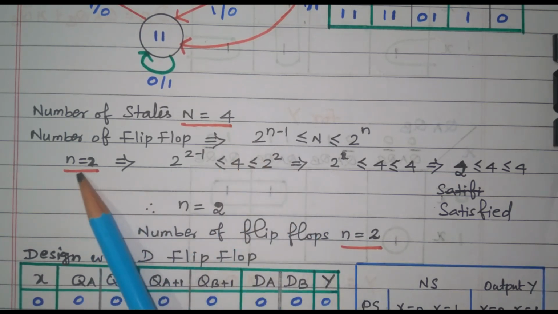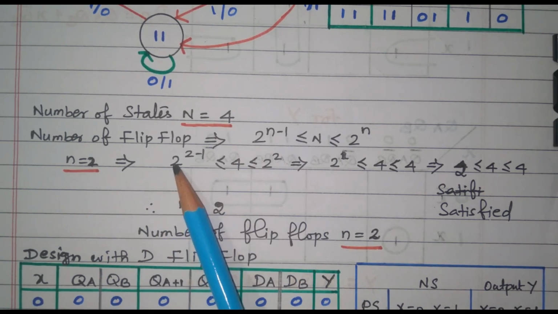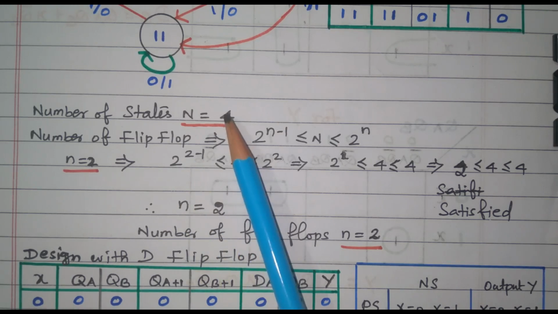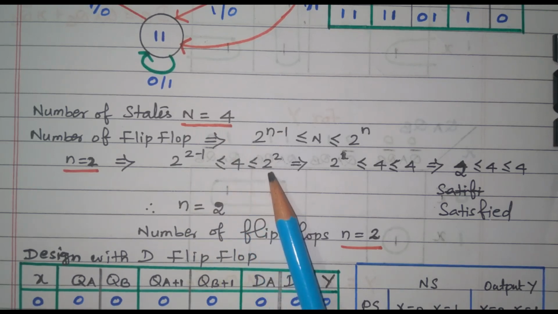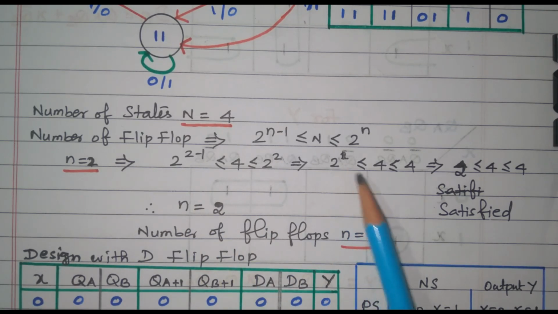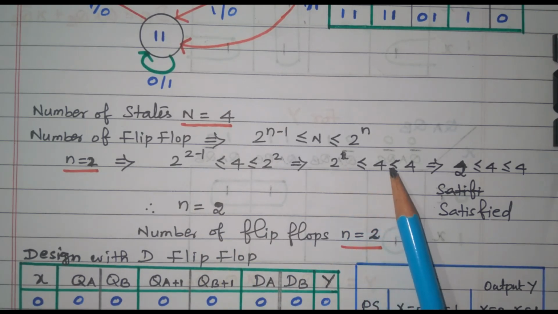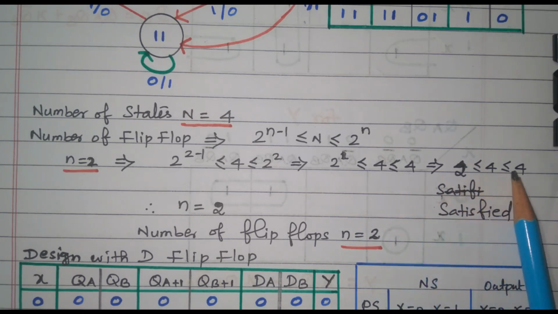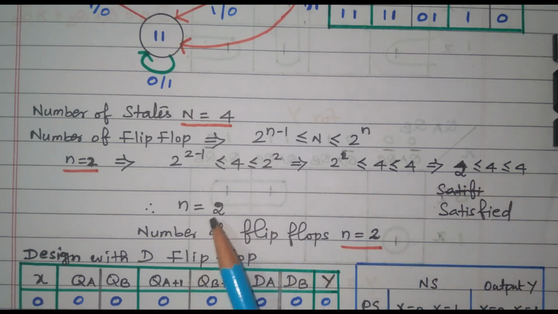First we will substitute n equal to 2. So, 2 to the power 2 minus 1 less than 4, this is the number of states, less than or equal to 2 to the power 2, that is 2 to the power 1 less than 4 less than or equal to 4, right. So, 2 less than 4 less than or equal to 4, this condition is satisfied. So, we need only 2 flip flops.